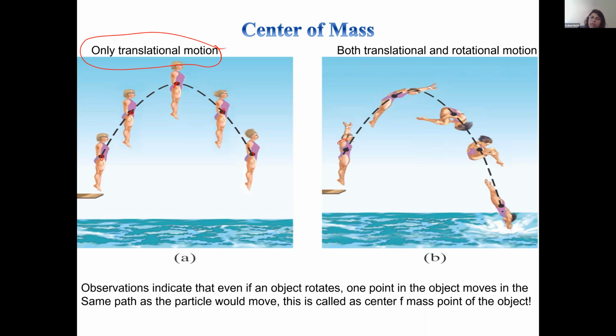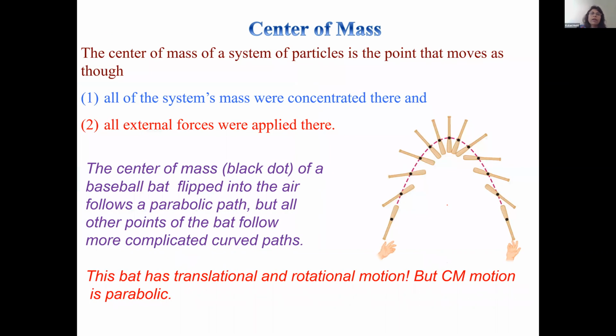But your other parts of the body will rotate around the center of mass. Then this does the rotational and translational motion. Rotational is around the center of mass. Translational motion is motion of the center of mass. That's the difference between rotational and translational. I hope you guys get enough conceptual understanding from there.